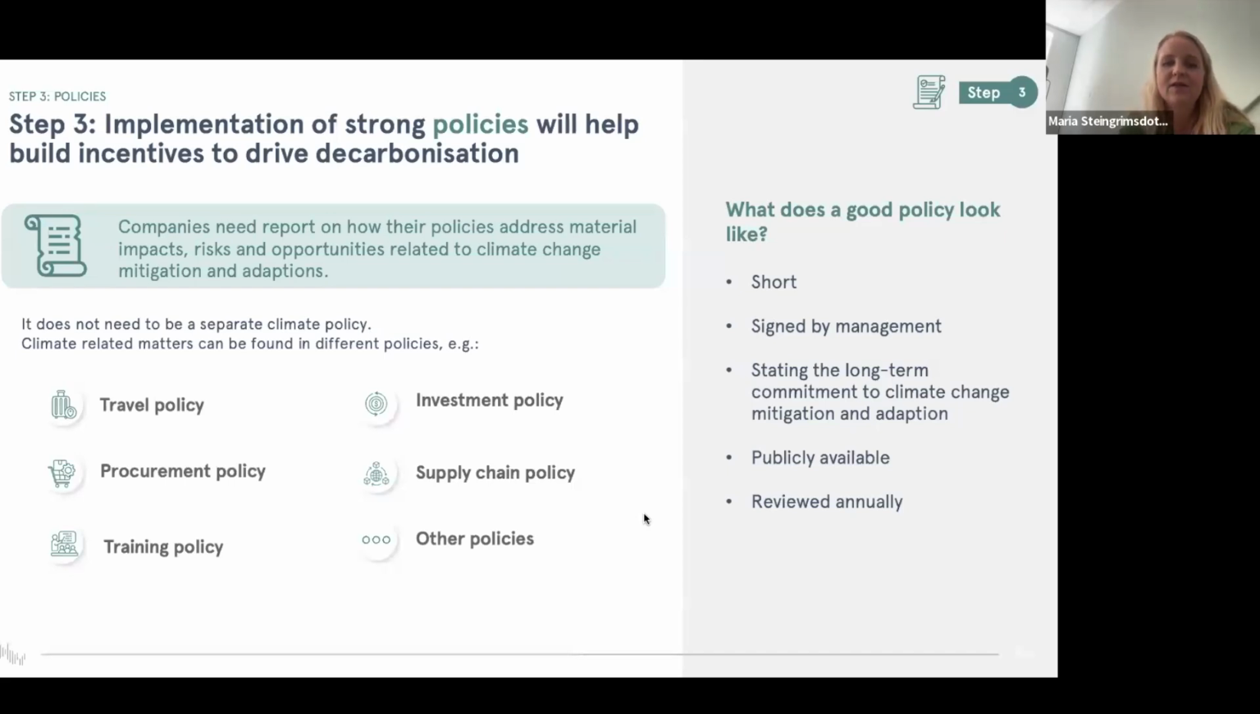But what does a good policy look like? It is short, it is signed by management, it states the long-term commitment that a company has, it is publicly available and reviewed annually.